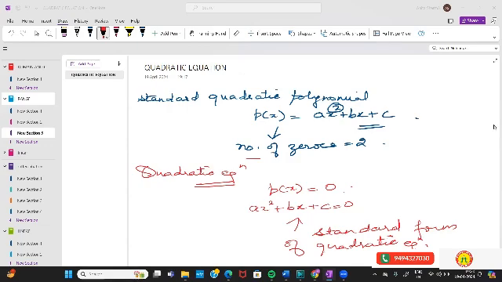Yes, children. So this is the standard form of quadratic equation, ax square plus bx plus c. Now it has highest power 2. It means that in the case of a quadratic equation, it will not have zeros, it will have roots. You can say roots.